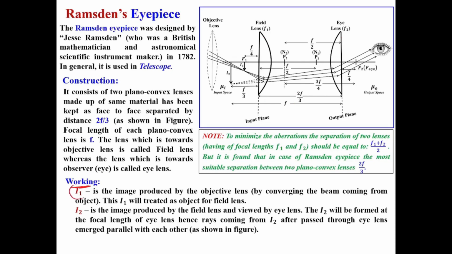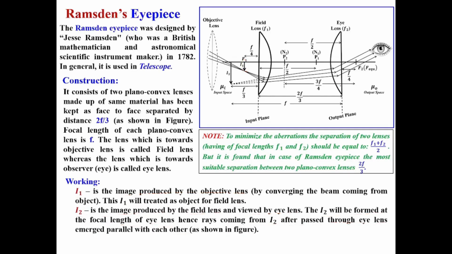Here, I1 is the image produced by the objective lens by converging the beam coming from the object. This I1 is treated as the object for the field lens. I2 is the image produced by the field lens and viewed by the eye lens. I2 will be formed at the focal length of the eye lens. Hence, rays coming from I2, after passing through the eye lens, emerge parallel to each other as shown in the figure.